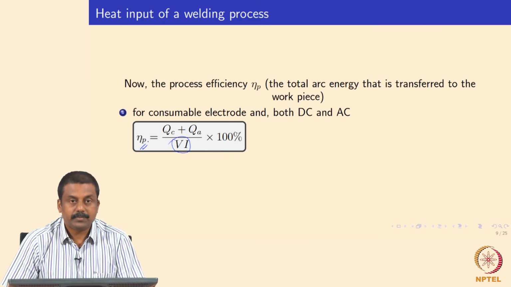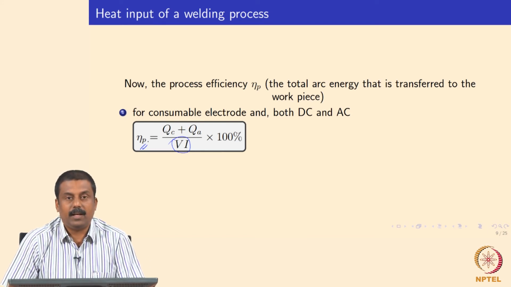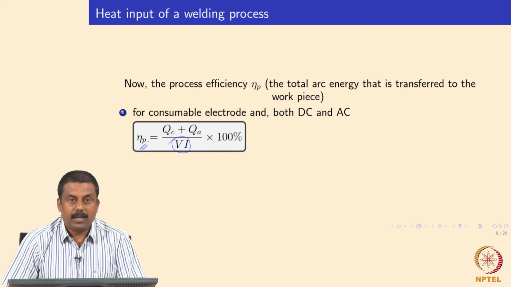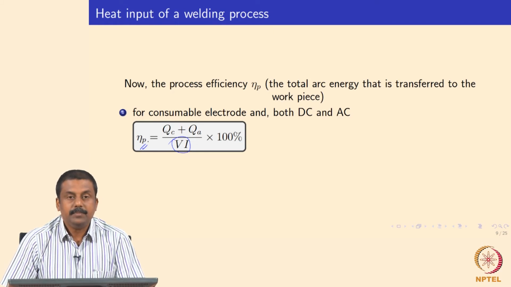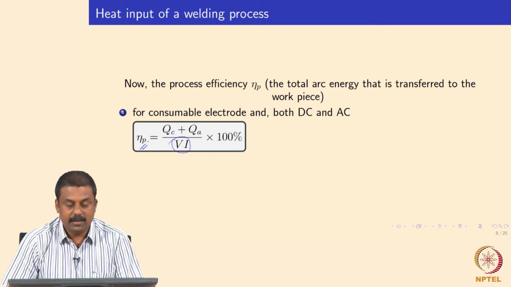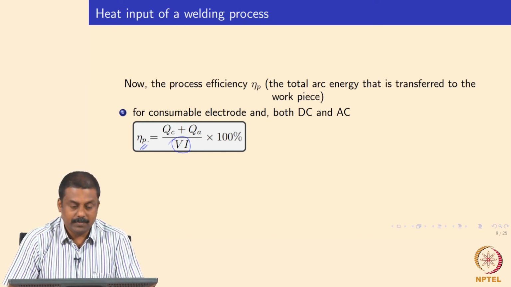So as I explained, whether you have a filler as an anode or cathode is irrelevant, because you are melting the filler, and you will be transferring the entire heat that is there in your electrode towards the workpiece.